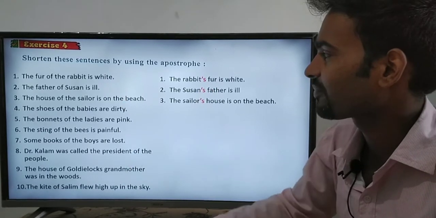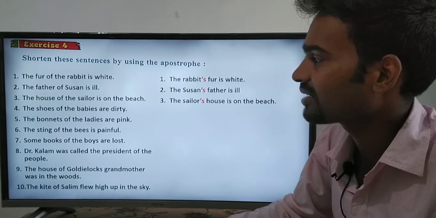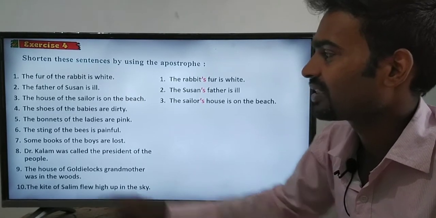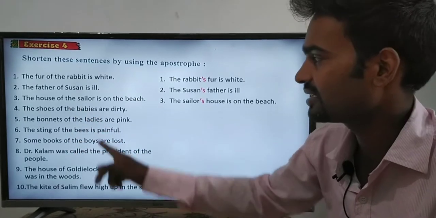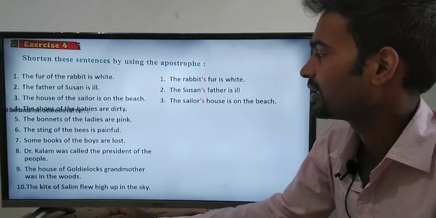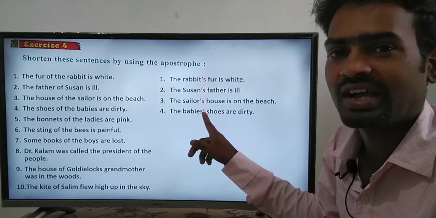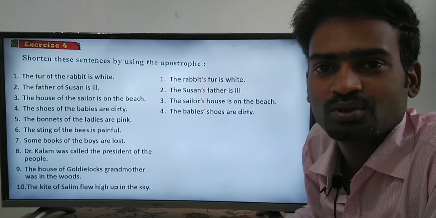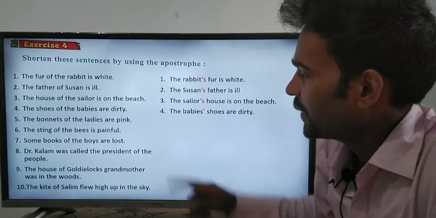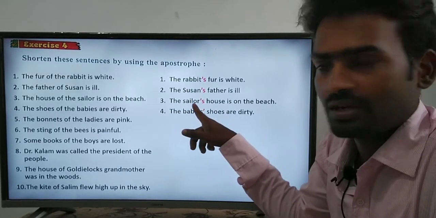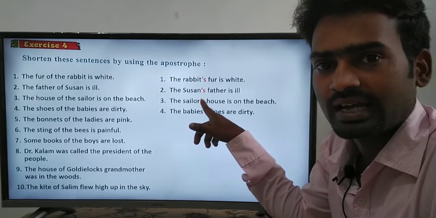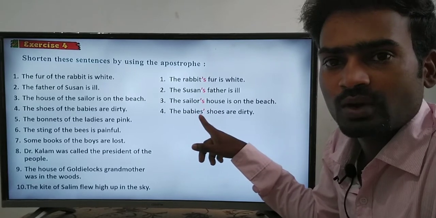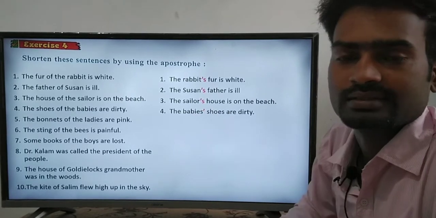The next one, the shoes of the babies are dirty. The shoes of the baby or the shoes of the babies are dirty. See here, we are coming to the plural noun. We use apostrophe after the s, right? Babies already is in plural form. When a singular noun comes, we add apostrophe and then we add one more s. But in plural form, we add only apostrophe after the s.